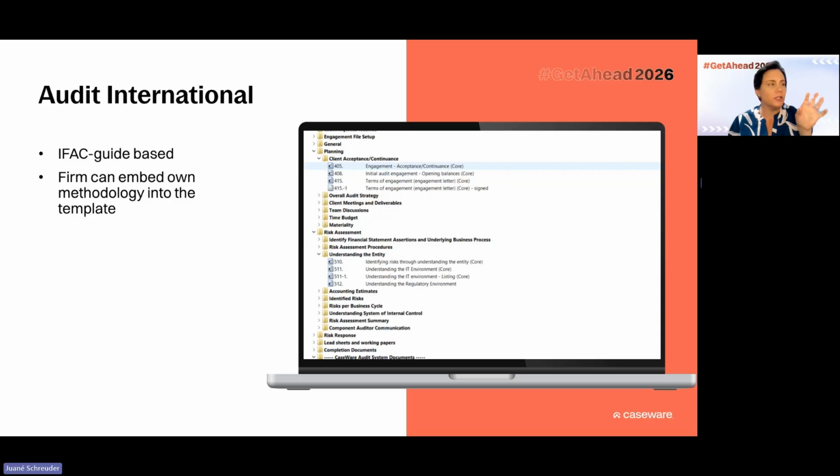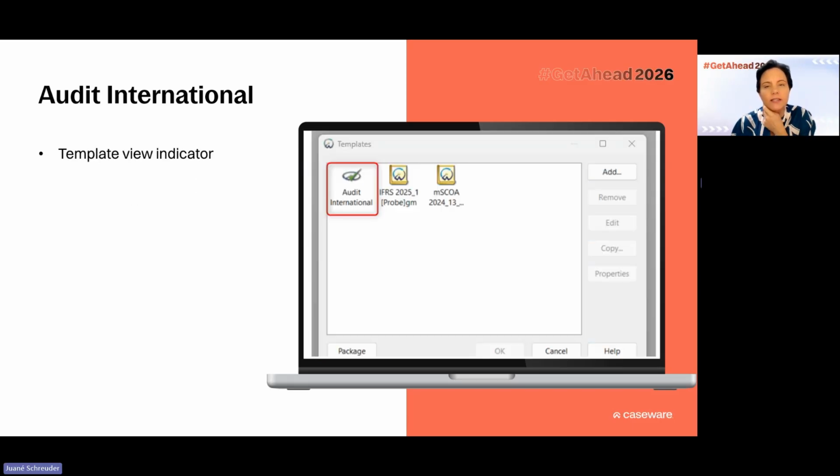So in the screenshot here, what you can see is that the planning documents are in the hundreds. Remember with Probe Audit Premium Plus, I said 10.20, 10.30, things like that. Now we have 405, 408, 415, so in the hundreds. That's Audit International. Another way in which you can identify is when you go to your templates that are installed on your computer.